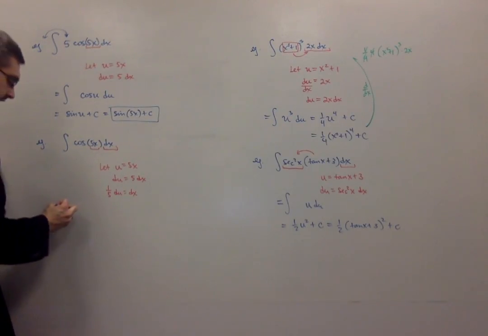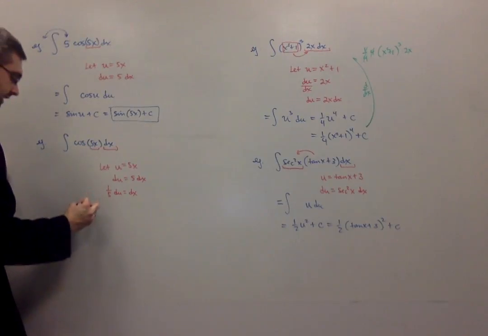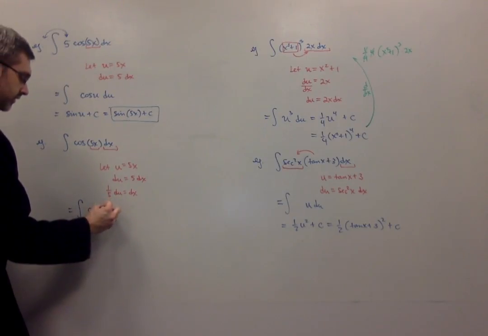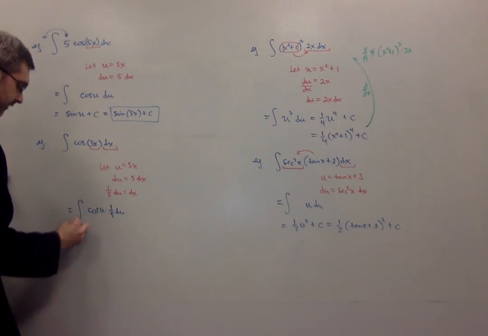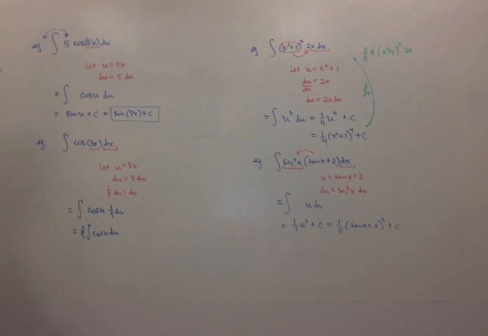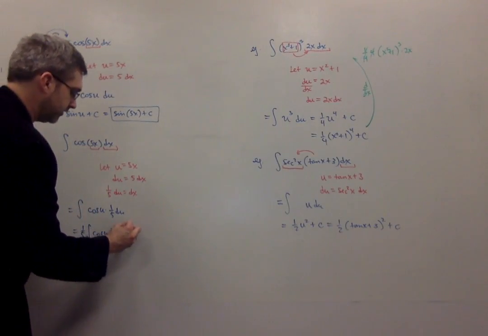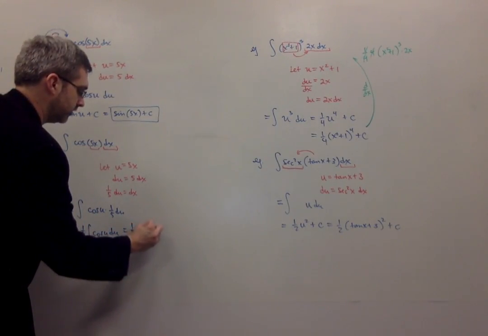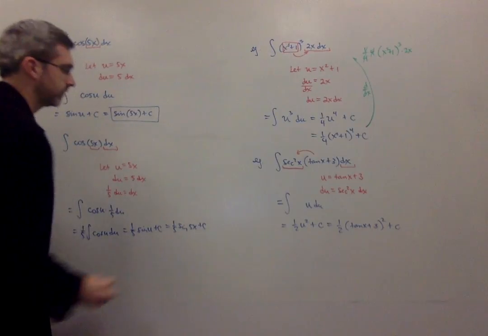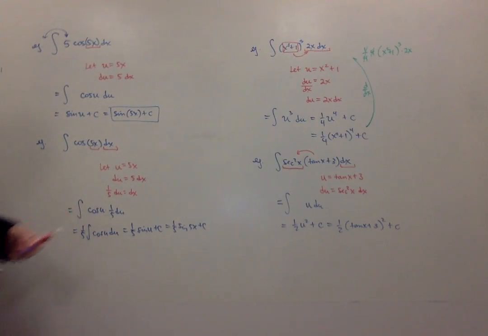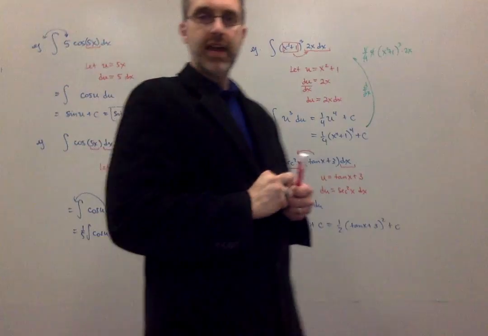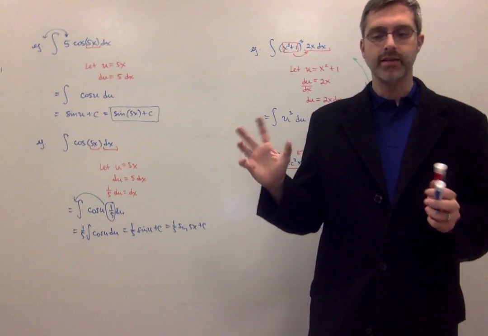What that's going to let me do now is I now have cosine of u, and then dx becomes 1/5 du. And I'm just going to pull that 1/5 out, and now, just like before, this is a very easy integral for me to do. I can just write sine of u and then plug back in. This is sine of 5x. It's the fact that this 1/5 was actually very easy to pull out of the integral, which is why having that number there or not didn't actually make that big a difference.